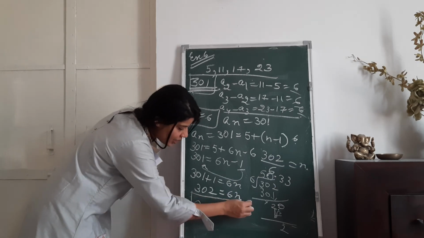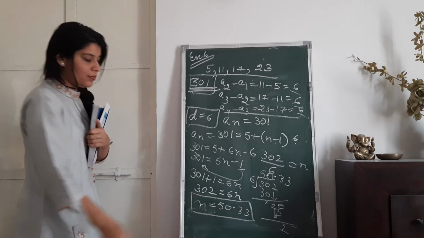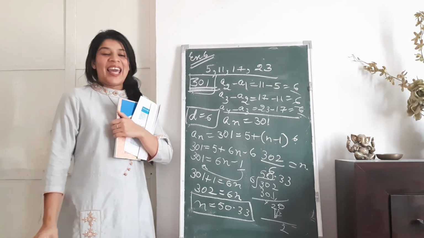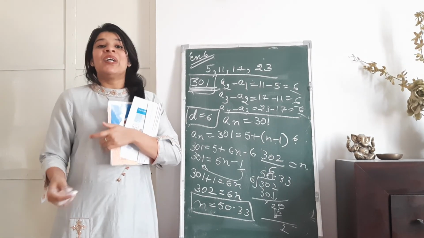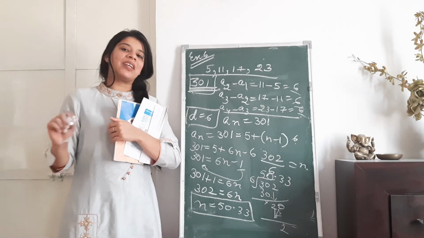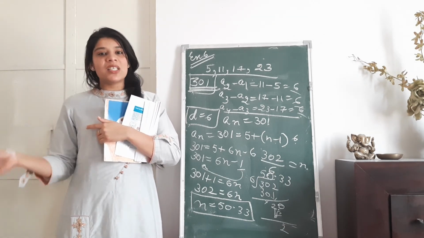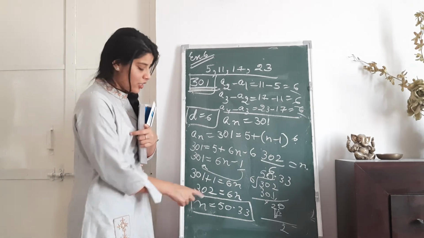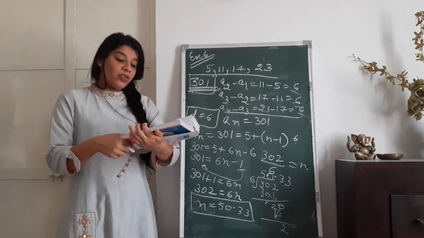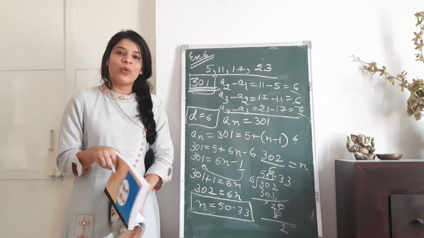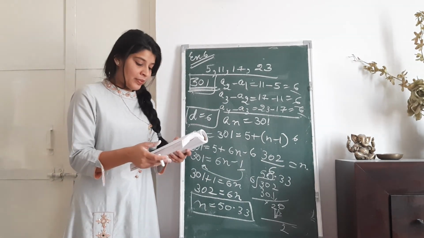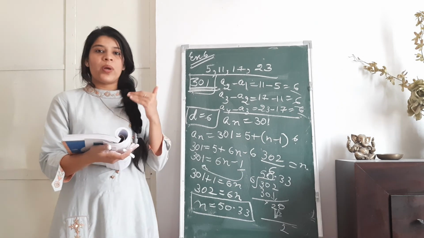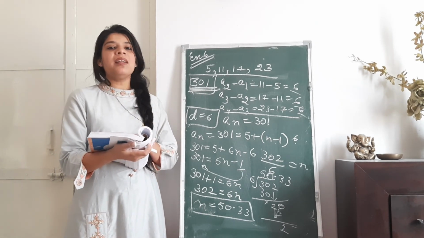Can n be equal to a non-integral value? No. n cannot be a non-integral value because n is basically the number of terms which we have in an AP. So n can only take integral values and cannot take non-integer values. Therefore, 301 is not going to be a term of this AP. So with this we have finished till example 6.